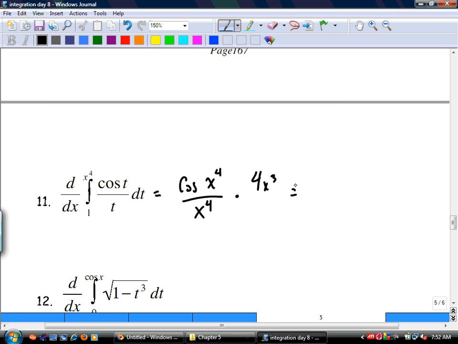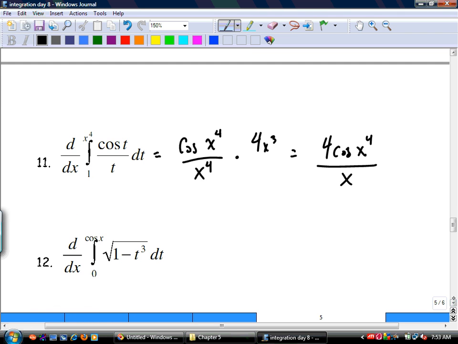Yeah. And then you can clean it up because the x cubed and the x to the fourth in the denominator clean up. So you're left with 4 cos x to the fourth over x. What about the next one? Times. No. It's just the derivative of this. And you're done.